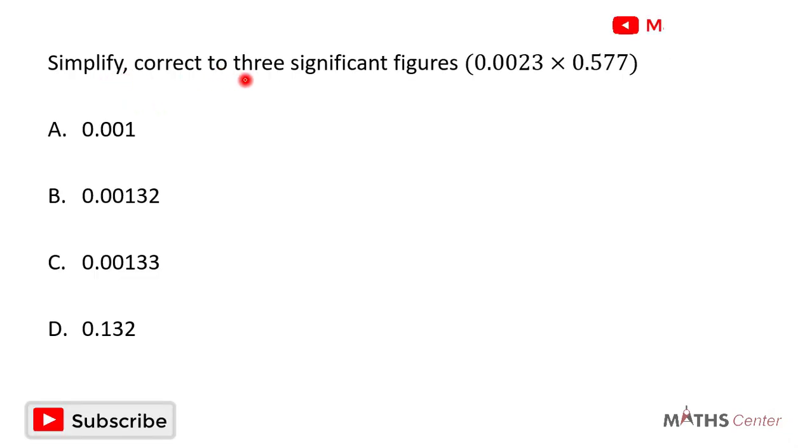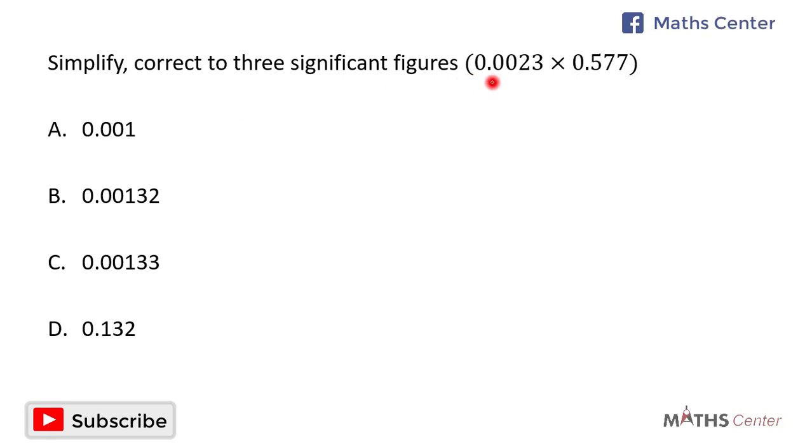Simplify. Correct to three significant figures. 0.0023 times 0.577. This is a multiple choice question, and so we will solve the question, and then after that we will pick the correct option.